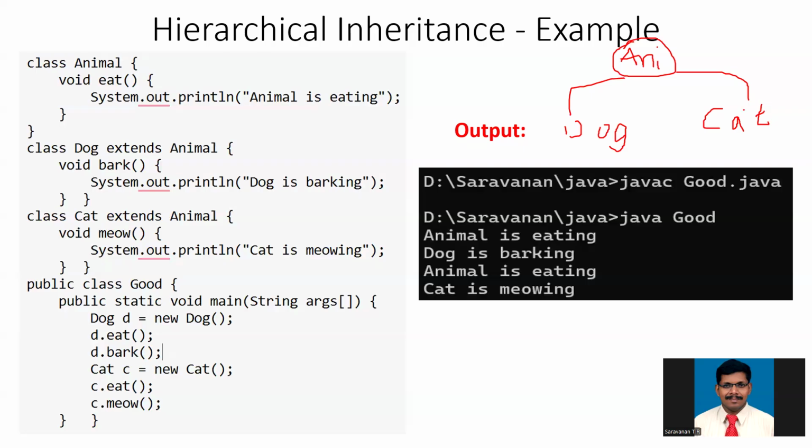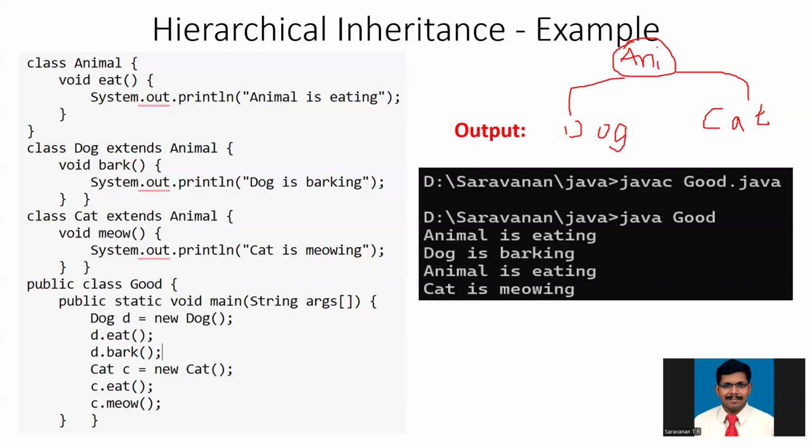Next, the dog and cat classes cannot access each other. Dog has a bark function, cat has a meow function. Dog cannot access the meow function because both are derived classes. Dog can access the functionalities of Animal, and cat can only access the functionalities of Animal.